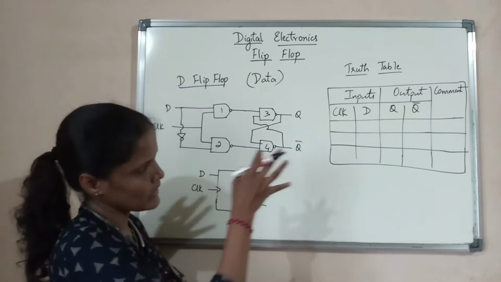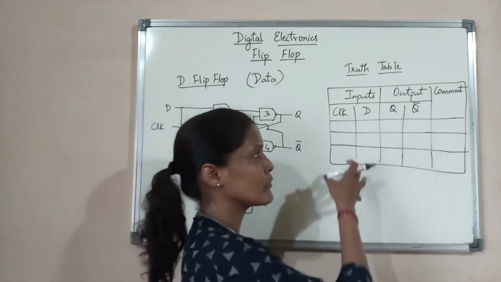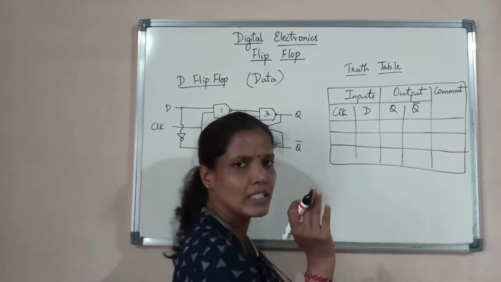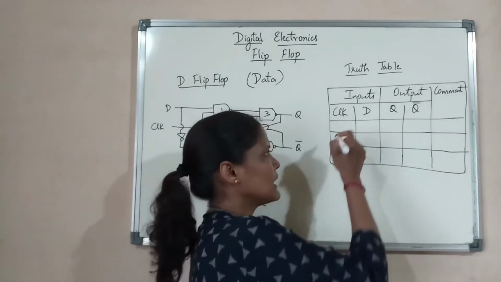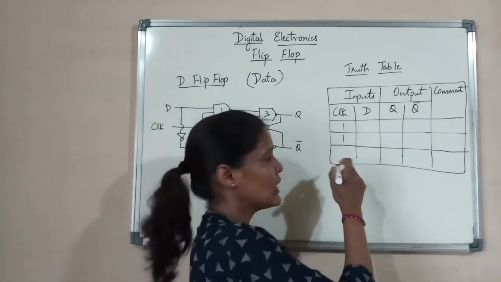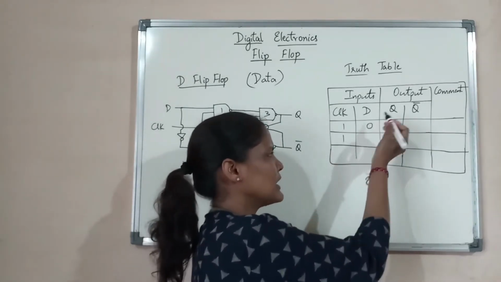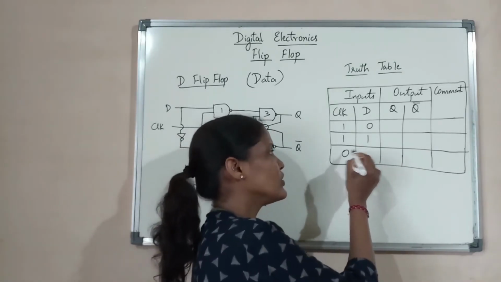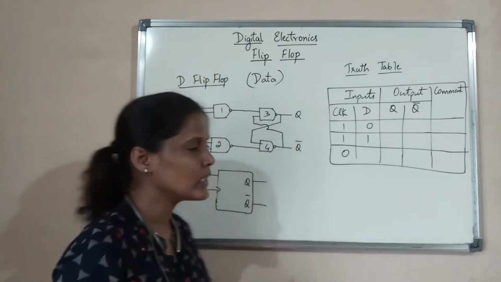Now let us try to understand what will be the output conditions for different input states. Here there is only one input, D, and the clock. The clock value must be equal to 1 in order to change the output. When the clock value is 1, the D condition is sometimes 0 and sometimes 1. And let us also see what happens when the clock value is 0, okay.